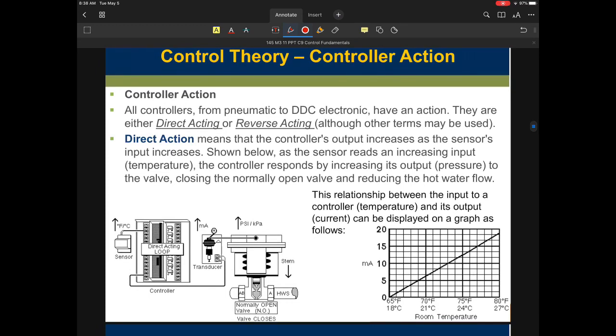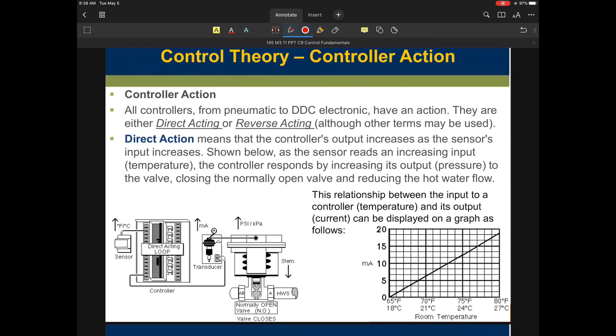All right. So let's take a look at the next one, control action. In control action, in some controllers, we have to identify whether the controller will be reverse acting or direct acting. We have to tell it how it's going to work. In some cases we can do that, in some cases we can't. It depends on the controller.